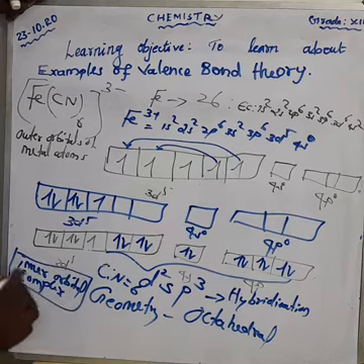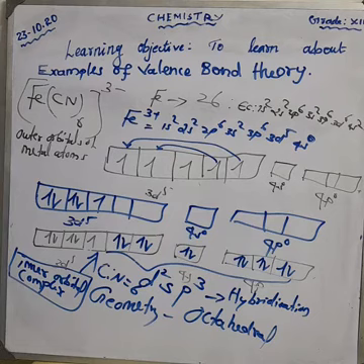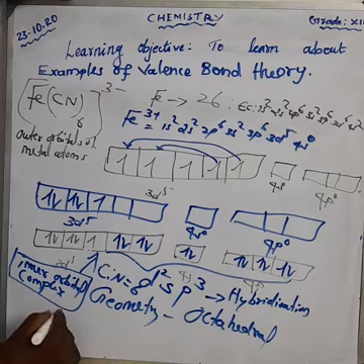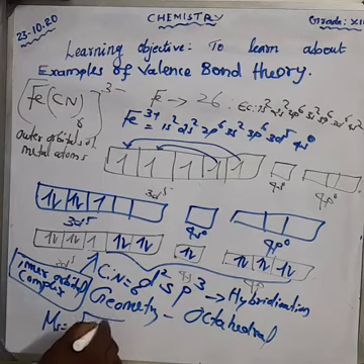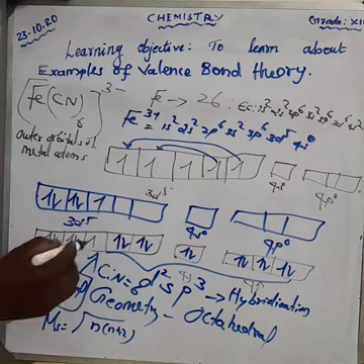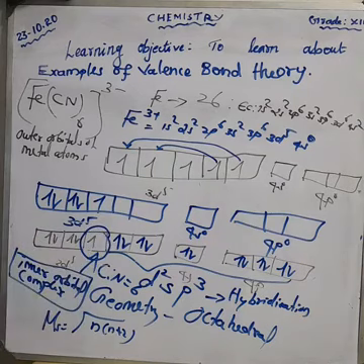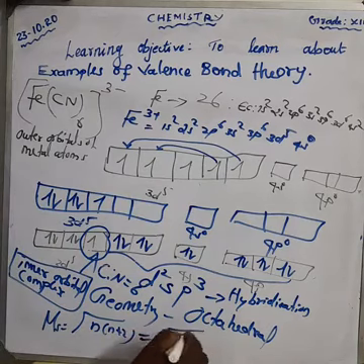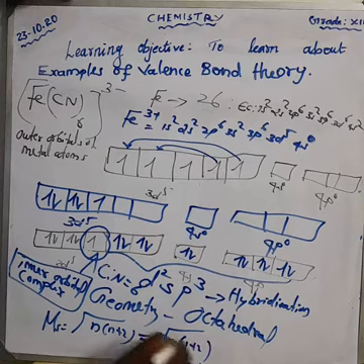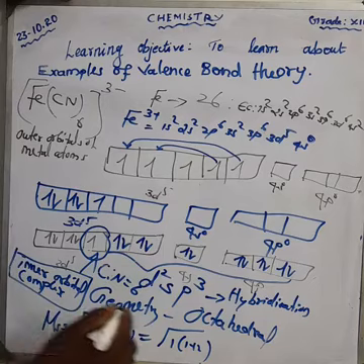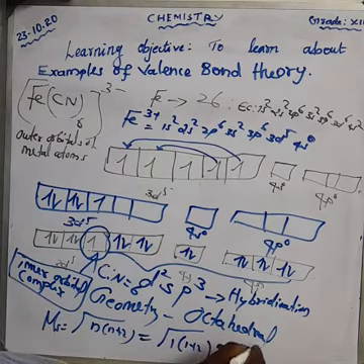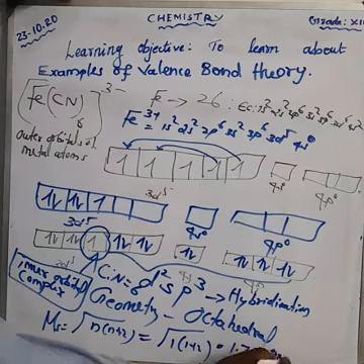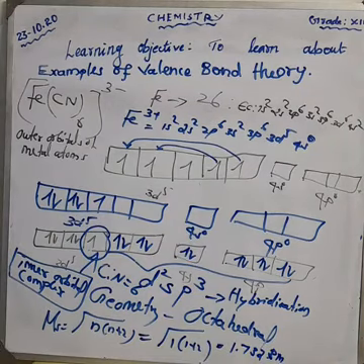Okay, inner orbital complex. Then you should find out the magnetic property. Very, very important. The magnetic property mu_s is equal to root of n into n plus 2. Here, how much unpaired electron is there? Only one unpaired electron. So root of 1 into 1 plus 2. What's the answer? Root 3, about 1.732 Bohr magneton. This is the answer.